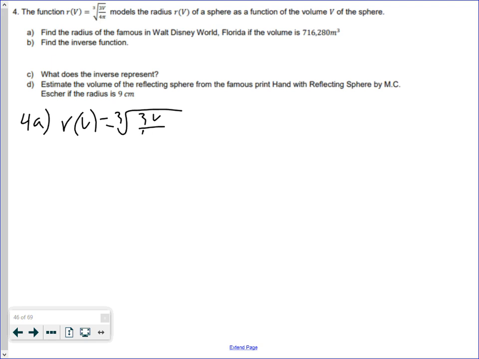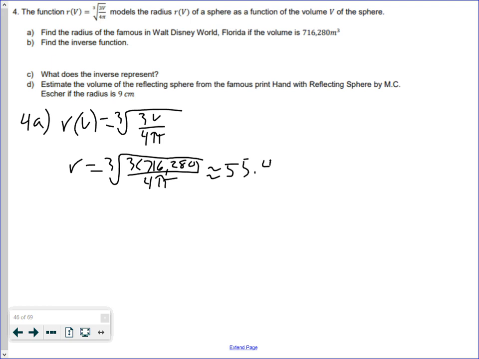So we have r of v equals the cube root of 3v over 4 pi. So we have our volume of 716,280. We'll plug that in. So r is going to equal the cube root of 3 times 716,280 divided by 4 pi. And from here, we're just going to plug this into the calculator. We can't really do anything more by hand over here. So plug it into a calculator, and when you do, you should get approximately 55.4. So that's what our radius is going to be, 55.4 meters.